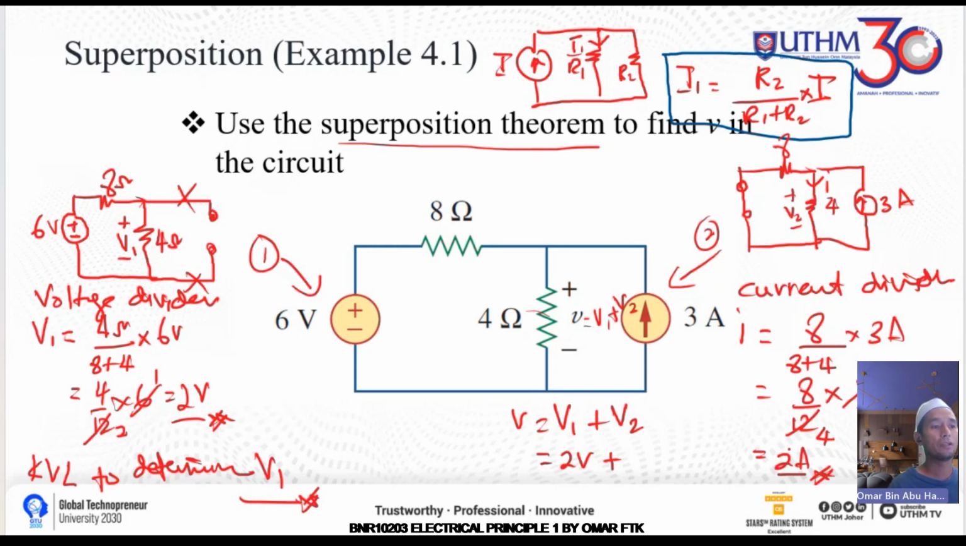You want the V2. So actually V2 is equal to 4 times 2 ampere. You got the current, you got the resistor 4 ohms, so you just multiply IR, right? V equals IR. 4 times 2 is 8 volt. V2 is 8 volt, so 2 volt plus 8 volt will be 10 volt. So this is the answer for the V here.